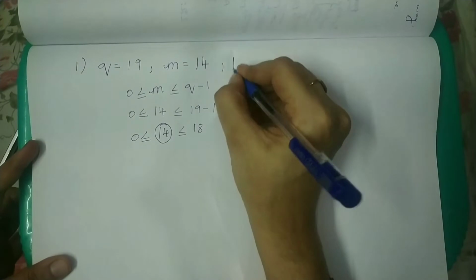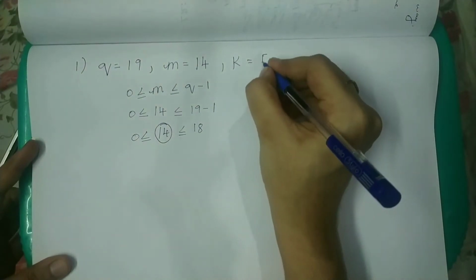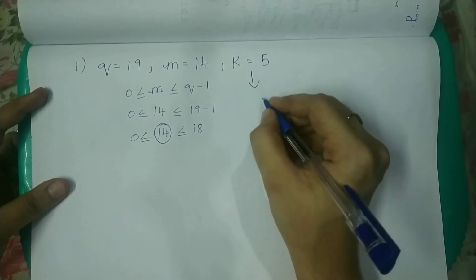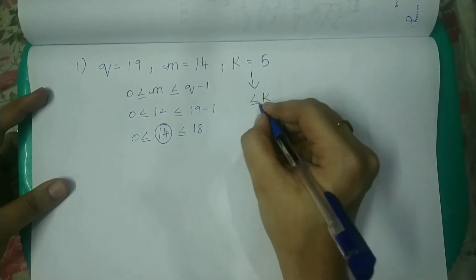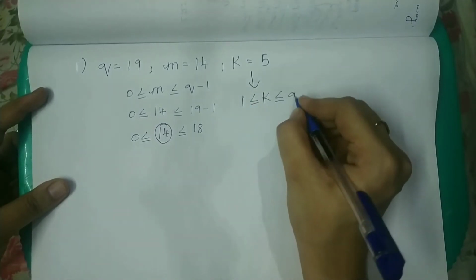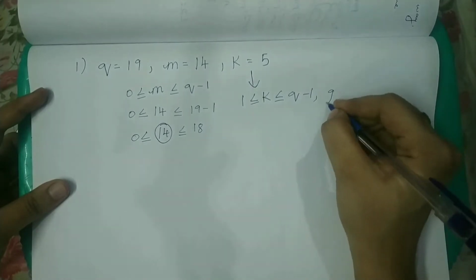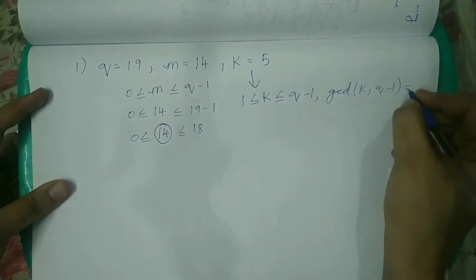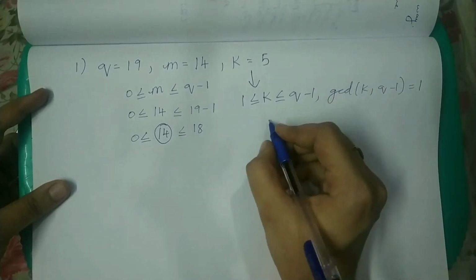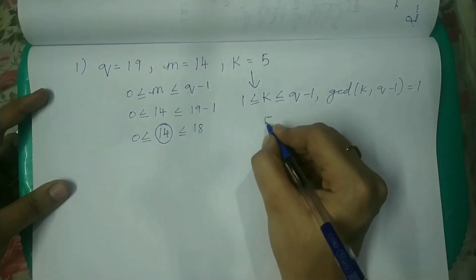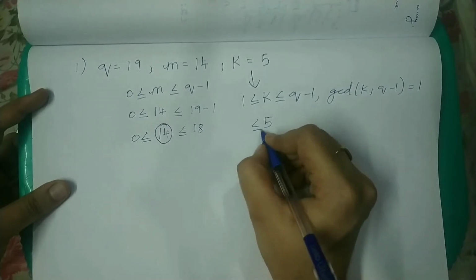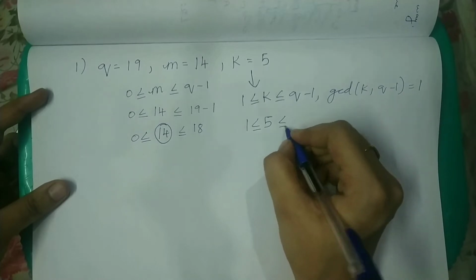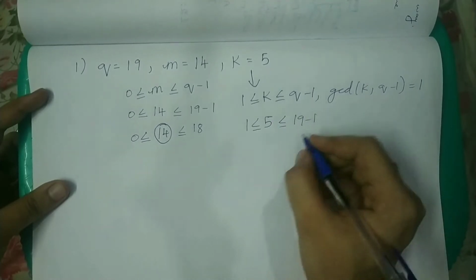Next it is K's value. I'm going to choose the K value as 5. The condition for this K value was K must be greater than or equal to 1 and lesser than or equal to Q minus 1. And also the GCD of this K and Q minus 1 must be 1. So here I have chosen the K value as 5. So 5 is obviously greater than 1 and it is lesser than 19 minus 1, which is 18.